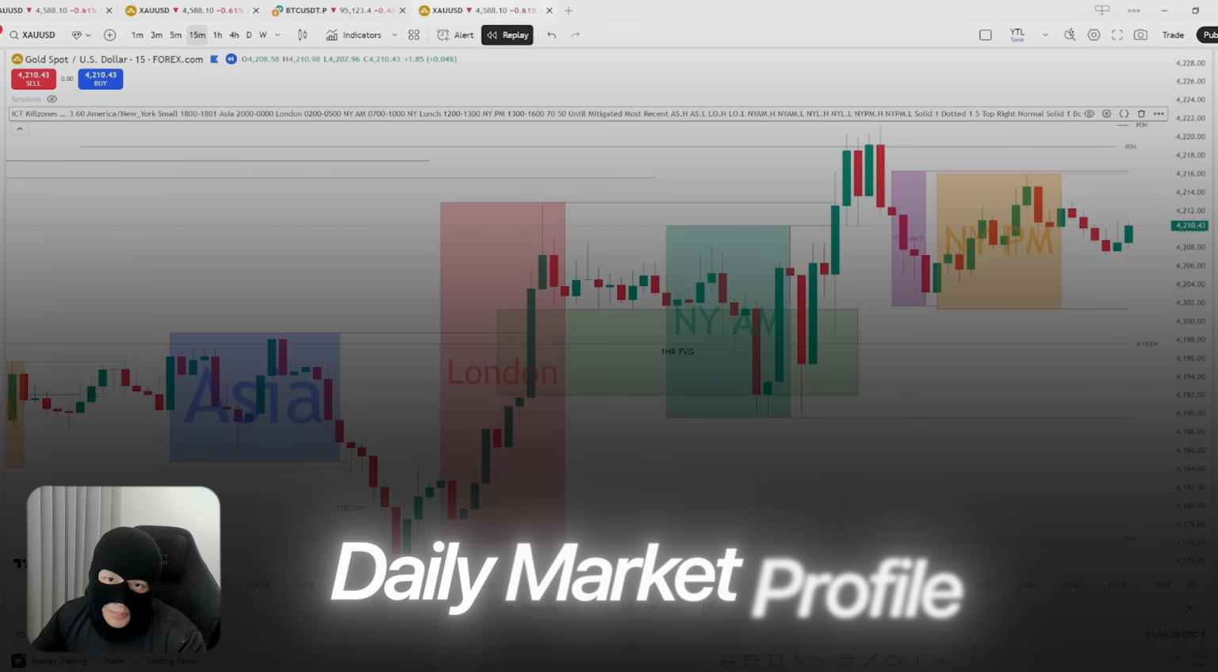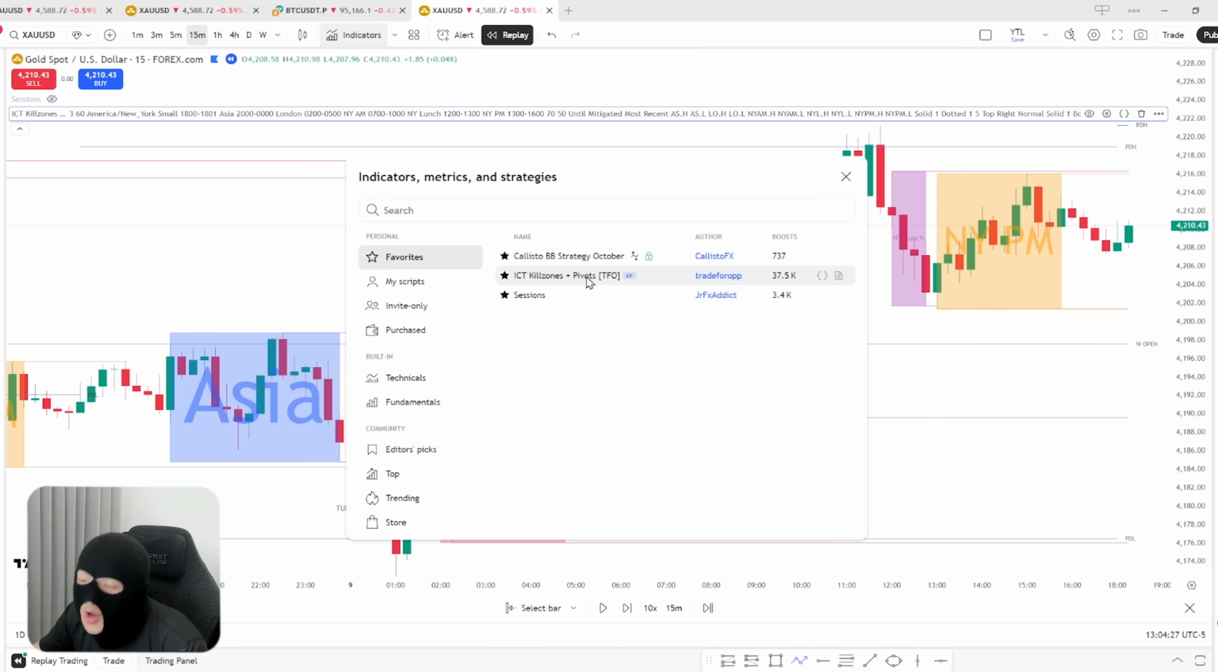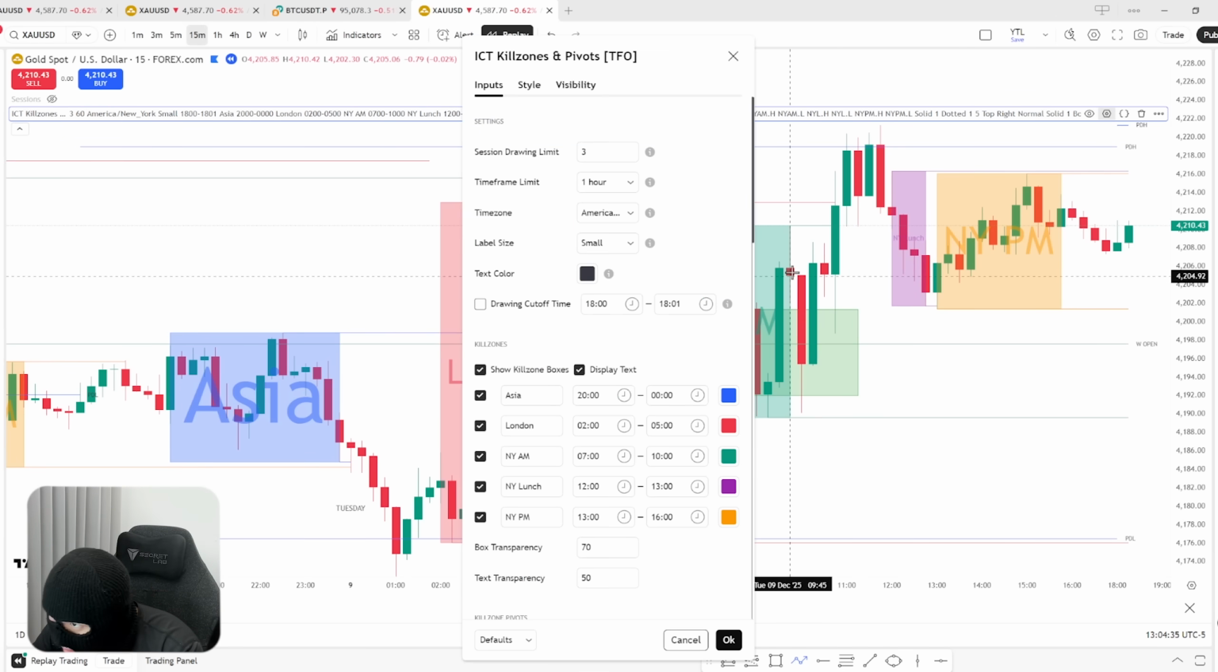Daily market profile. Before we move on, I understand paying attention to most of these timings and marking up the highs and lows of each individual session can be a massive pain. So I found something really helpful, an indicator that helps you mark out the majority of the sessions. This is called the ICT Killzones plus pivots, bracket TFO. And all you need to do is add this to your TradingView and copy these settings. And you should be golden.